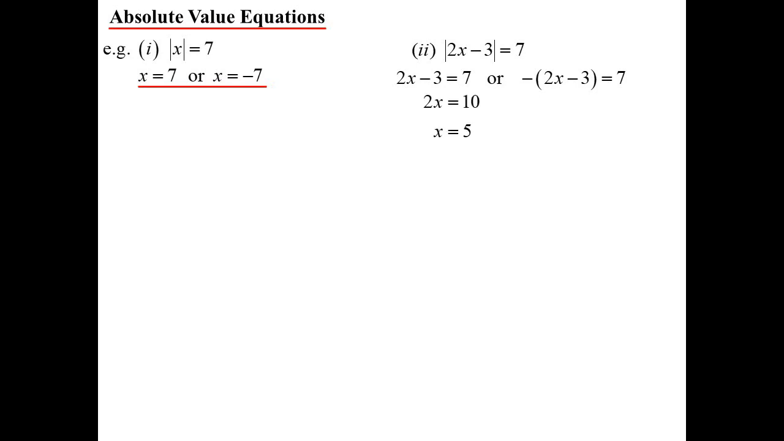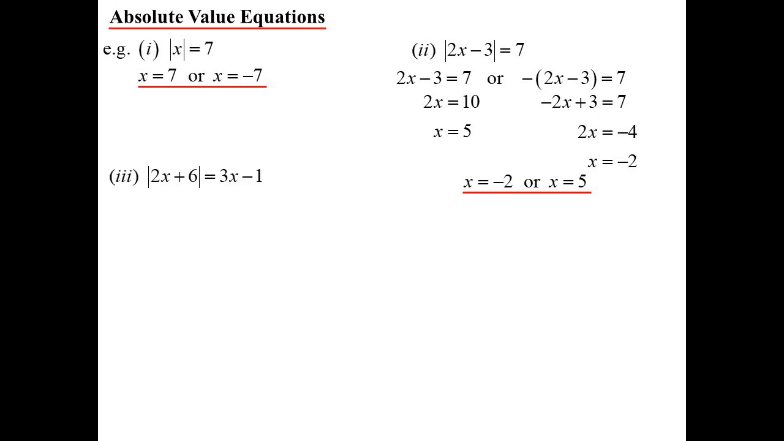We go and solve each of these. We've got x equals 5 for the first one, and we've got x equals negative 2 for the second one. So my final solution, and the word is or, not and, because it would be impossible for x to equal negative 2 and equal 5 at the same time. So these are two possible solutions.